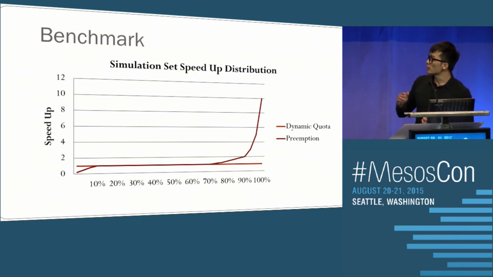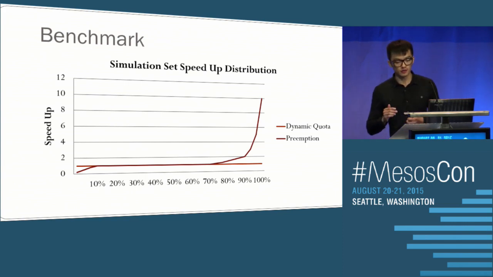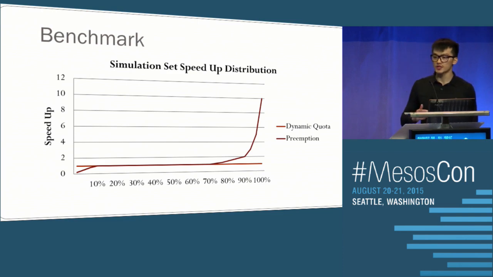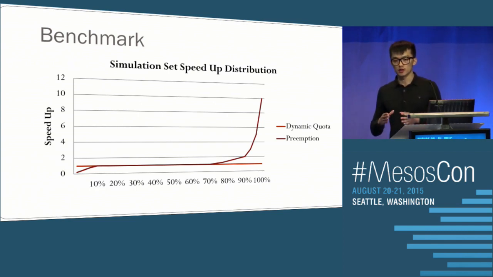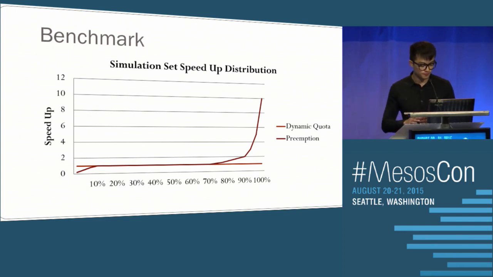But what's more interesting is the right side. On the right side, we can see over 30% of the simulation sets actually have a speedup. This is very important and cool, because most of those simulation sets are interactive research and are very latency sensitive. By speeding up those simulation sets, we achieve a better user experience. The user needs to wait much less time for their interactive research simulations to come back. So great, we are very happy about this.